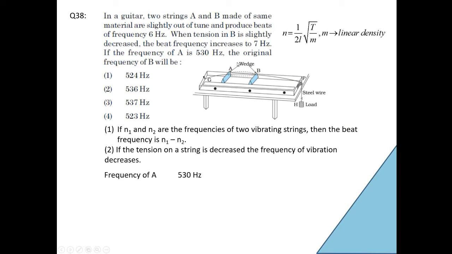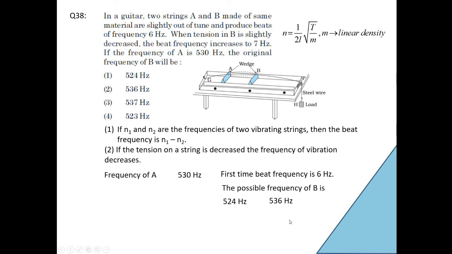There are two strings. Frequency of A is 530 Hz. Frequency of B we have to find. But the first time, before the tension of B is changed, the beat frequency is 6 Hz. The frequency of B should be either 530 plus 6 or 530 minus 6, that is 524 or 536, because the difference should be 6. N1 minus N2. So it is either 524 or 536.